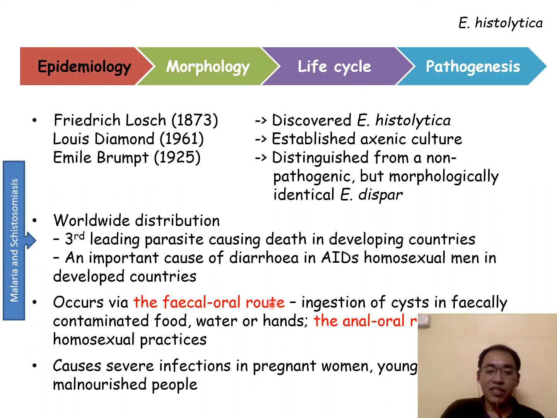Transmission occurs through the fecal-oral route. It can be either through water or food contaminated with the cyst. Oral-genital transmission has been reported among homosexual men. The disease is more severe in pregnant women, young children, and malnourished people.